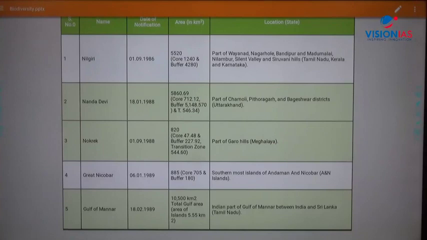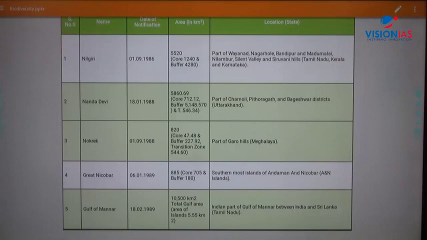Great Nicobar, announced in the year 2013. UNESCO identified this one in the year 2013. It includes the areas of the southernmost parts of Andaman Nicobar. What is there in the southernmost part of Andaman Nicobar? It is the Nicobar Islands. The Great Nicobar Biosphere Reserve is a very important biosphere area. In fact, it has a rich biodiversity.